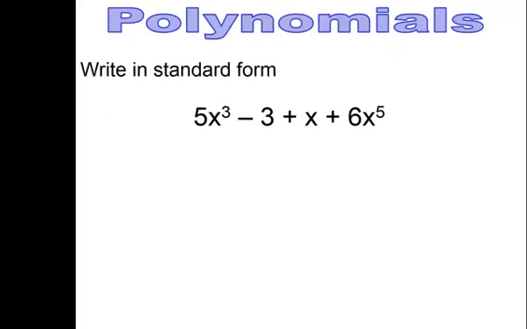Pause and try. Here you want to rearrange from the highest exponent to the constant. So you see that you have 6x to the fifth plus 5x to the third plus x minus 3. Rearranging a polynomial into standard form.